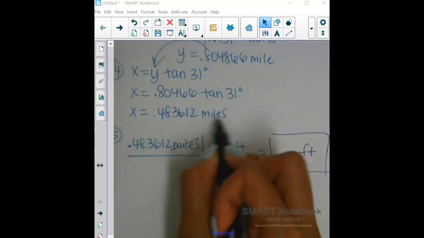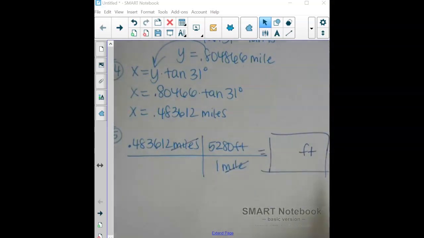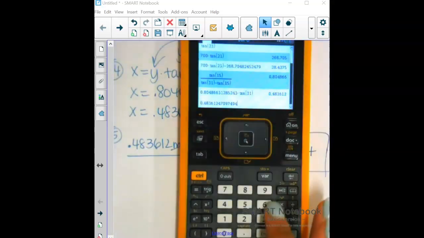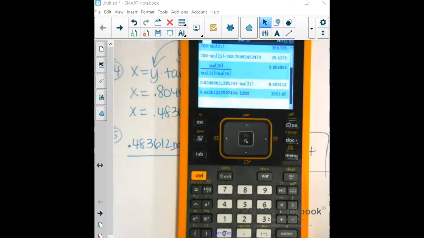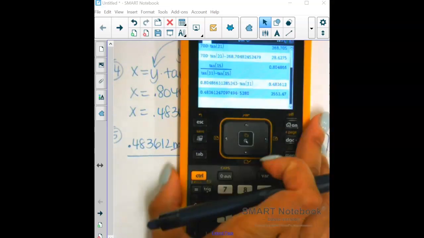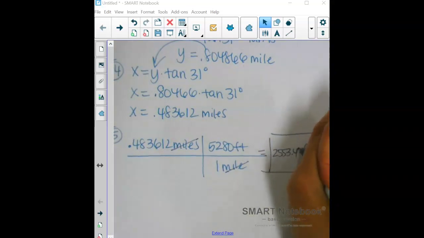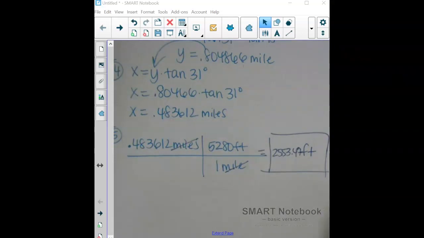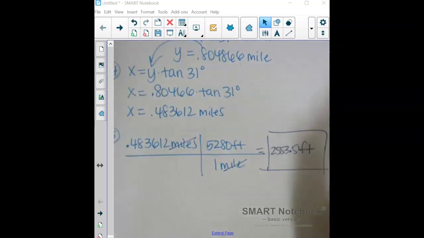And I'll say it again. Technically, we could have stopped here. But since this was a very small decimal, I wanted to give you something a little larger so that you could see how far off the ground that is. So I'm going to take my decimal and multiply it by 5,280 feet. The calculator really doesn't need to be in degree mode because it's not measuring an angle, but this will still give me the right answer. So I have about 2,553 feet. I'm going to write that out as 2,553.47. And I could round that to about 2,553.5 since we were saying to round to the tenth place. That should be my answer.